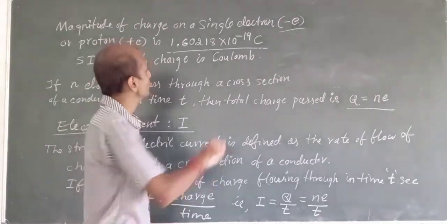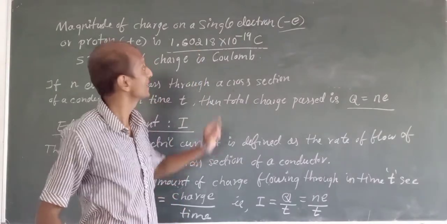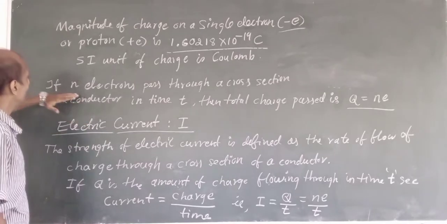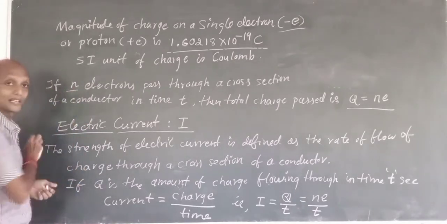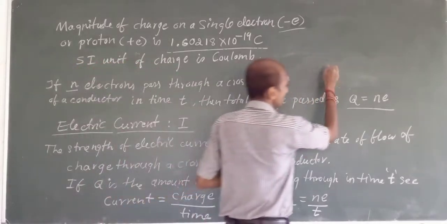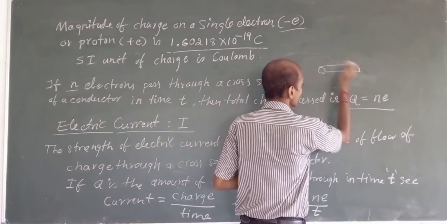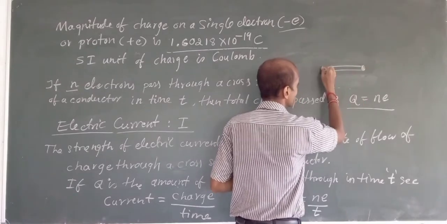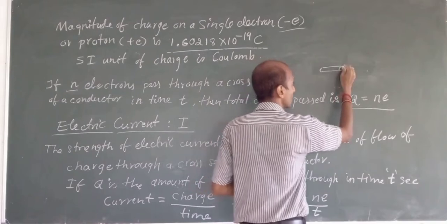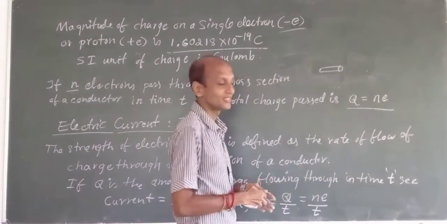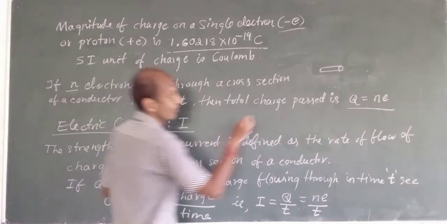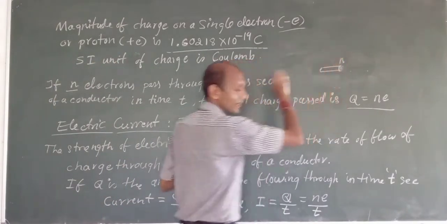If I say for 1 coulomb, so much small fraction will be the charge carried by 1 electron or 1 proton. So the SI unit is what? Coulomb. And if n electrons pass through a cross section of a conductor, if I have a conductor wire like this, what is the cross section? The cut portion. If I cut that wire somewhere in between, this will be the cross section of the conductor wire.